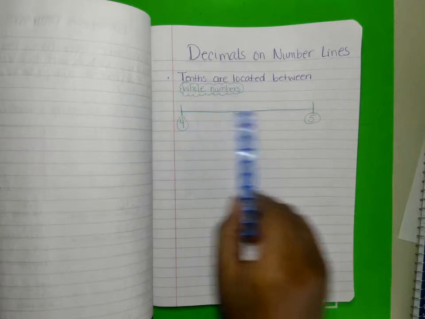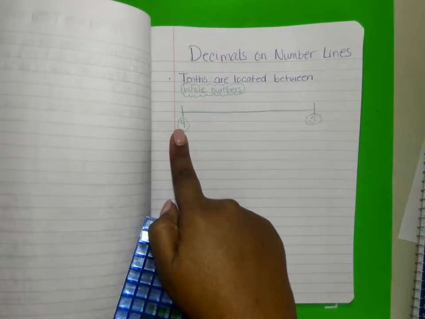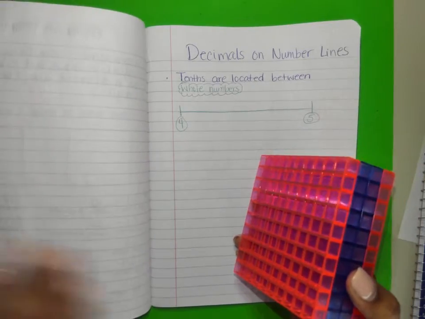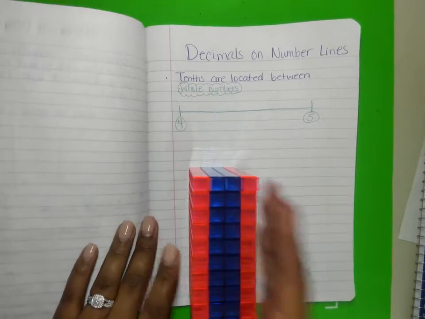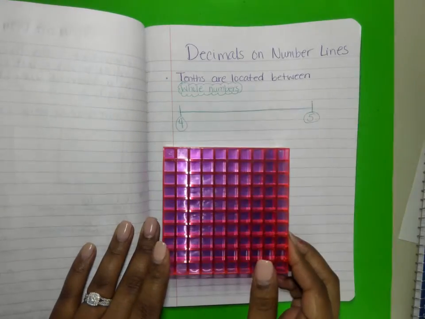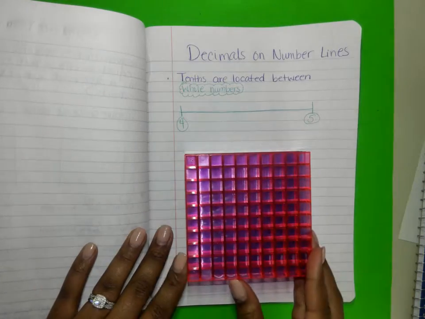Okay, so just to review, we said that on a number line, tenths, one of these, are located between whole numbers. So if I had the whole numbers of 4 and 5, that means I'm starting at 4, so I should have 4 wholes. 1, 2, 3, 4 wholes. Okay, so if you can see, I have 4 wholes, and they're stacked on top of each other.